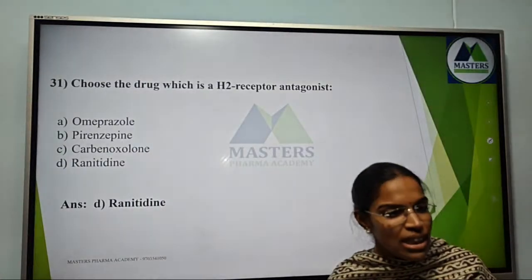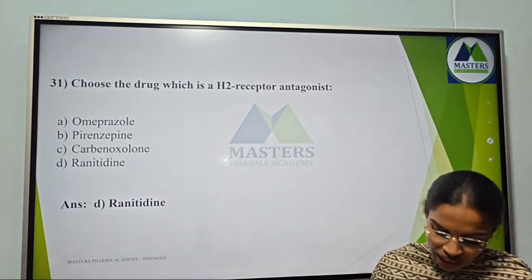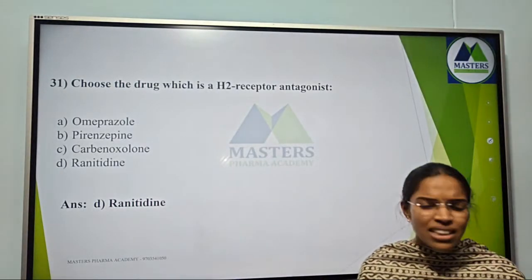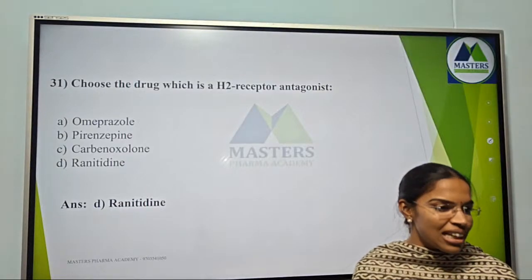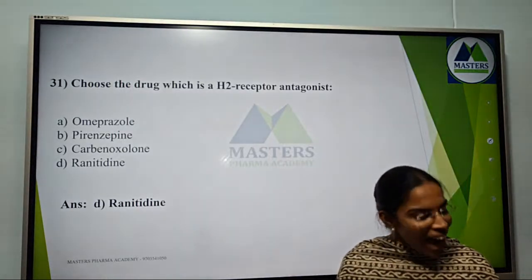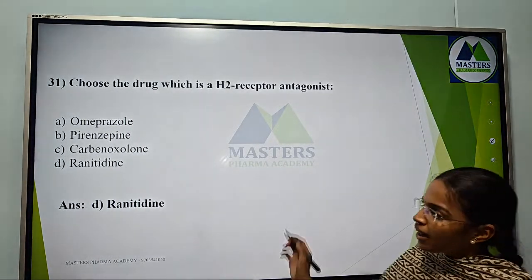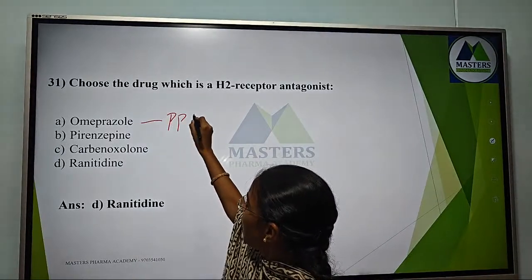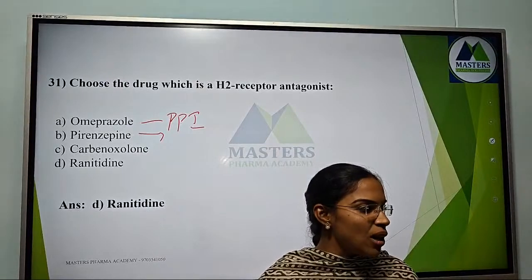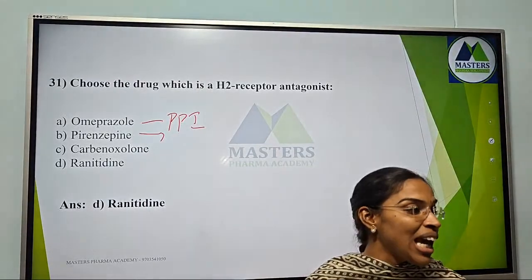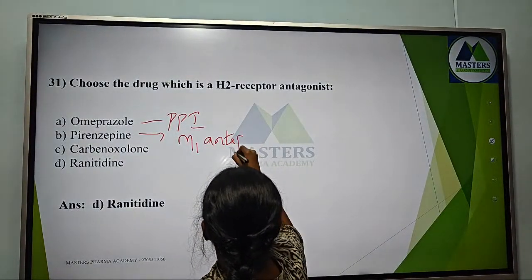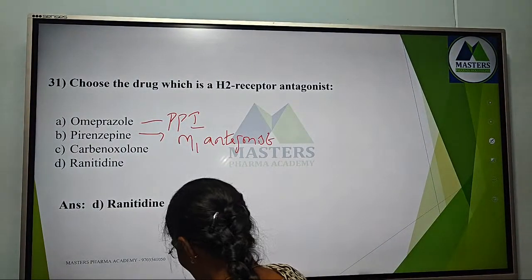Yes, very good. Omeprazole is a proton pump inhibitor. What kind of drugs are all these? Anti-ulcer agents. Omeprazole, pirenzepine, carbenoxolone and ranitidine, all these are anti-ulcer agents. And omeprazole is a PPI, proton pump inhibitor. Pirenzepine, I told you in the earlier classes also, is a muscarinic M1 antagonist.